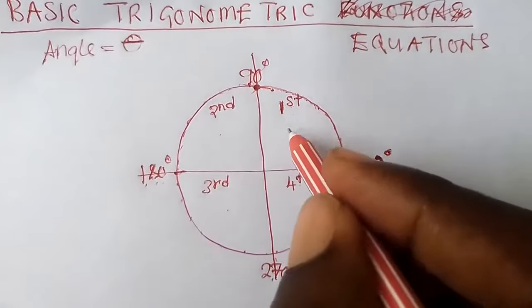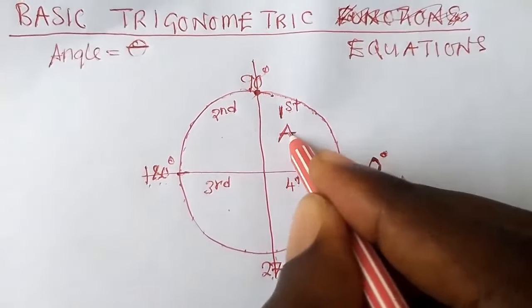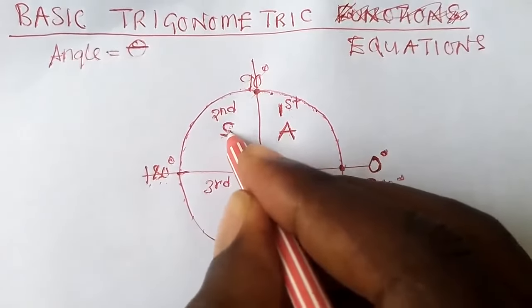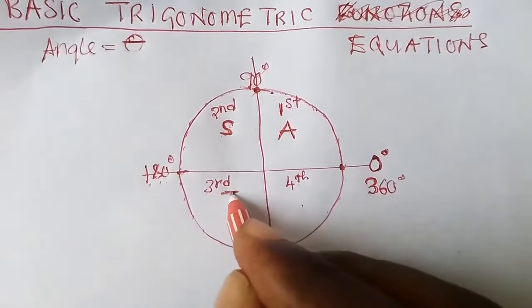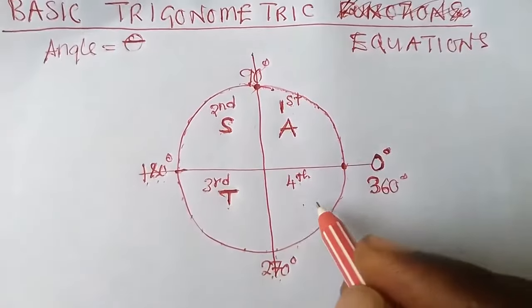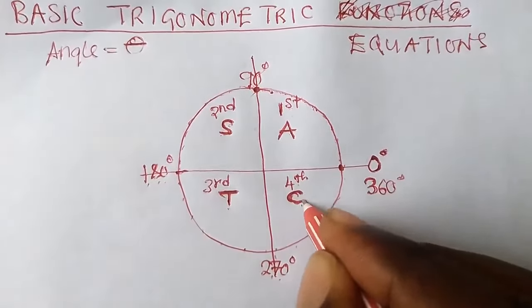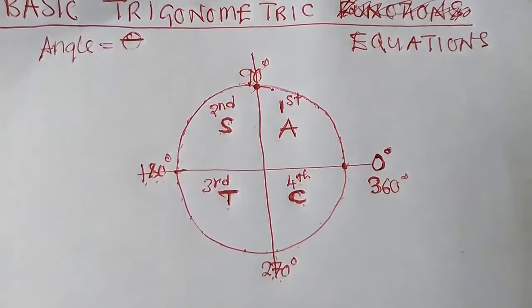So I'm going to put this in here. We've got this letter which I've written, A. Here I'm going to put S. I'm going to explain all this. Here I'll put T. Then here I'm going to put C. I want you to understand this very well.